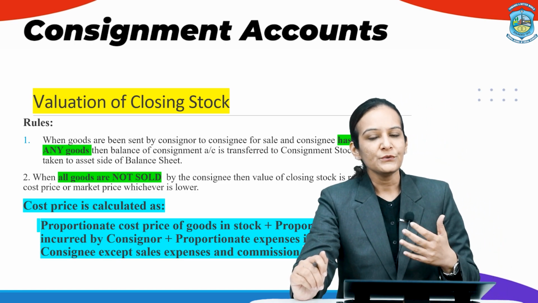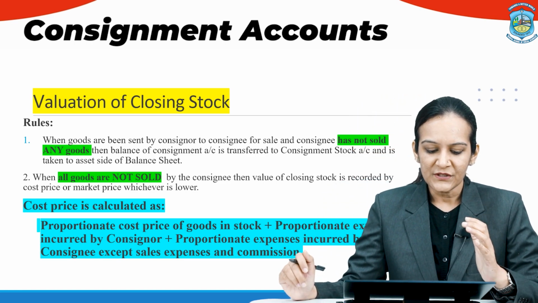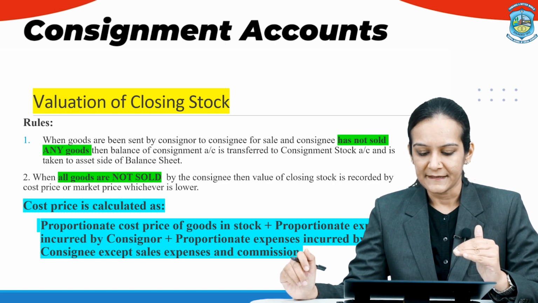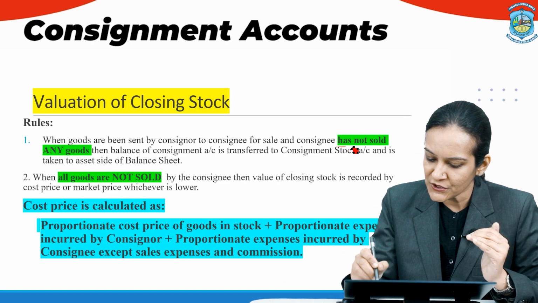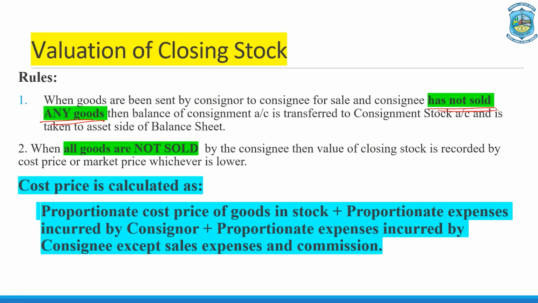Now generally the rule says that when the goods are being sent by the consignor to the consignee for sale, and the consignee has not sold any of the goods, even a single unit is not being sold out, then the balance of consignment account is transferred to consignment stock account and is taken at the asset side of the balance sheet. Remember our final accounts where we show the closing stock is shown in the balance sheet at the asset side. So consignment stock account is also shown at the asset side of the balance sheet.